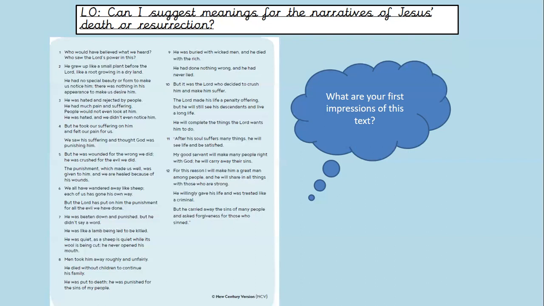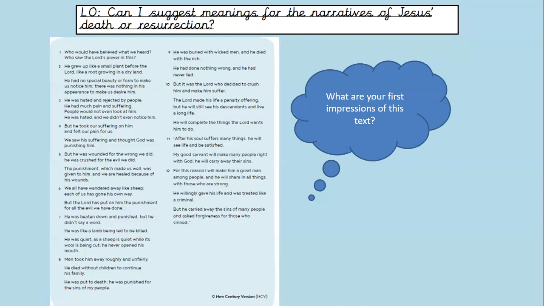Do you think Jesus had any freedom to say whether he would be able to have children? Or was his life purely for God? Do you think that's fair? He was put to death. He was punished for the sins of my people.